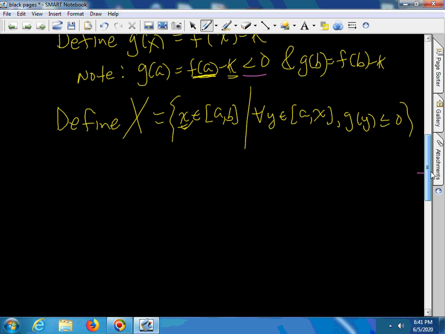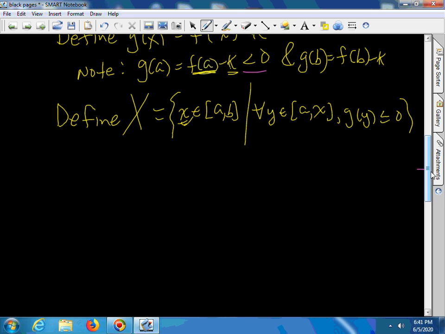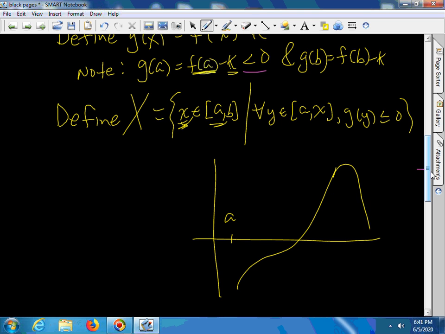Now, what kind of little x's in AB get to be in big X? Well, if this is the graph, and here's A, and it may come down again. B is somewhere to the right of that first 0. This point right here, that x, is in this set.